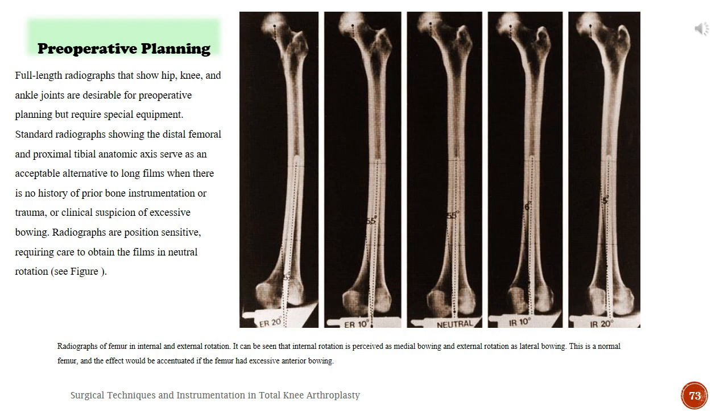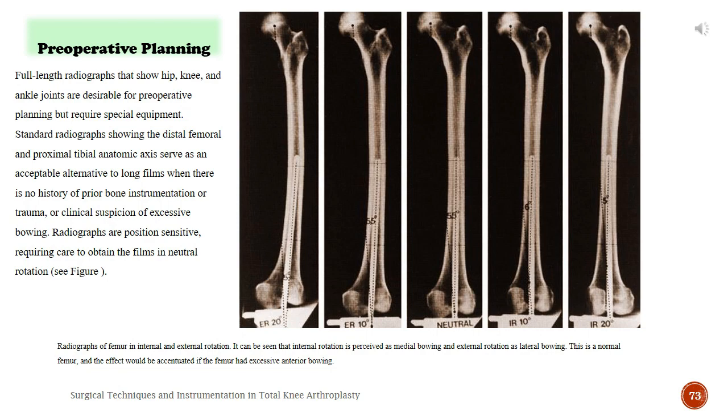Preoperative planning. Full-length radiographs that show hip, knee, and ankle joints are desirable for preoperative planning but require special equipment. Standard radiographs showing the distal femoral and proximal tibial anatomic axis serve as an acceptable alternative to long films when there is no history of prior bone instrumentation or trauma or clinical suspicion of excessive bowing. Radiographs are position sensitive, requiring care to obtain the films in neutral rotation.